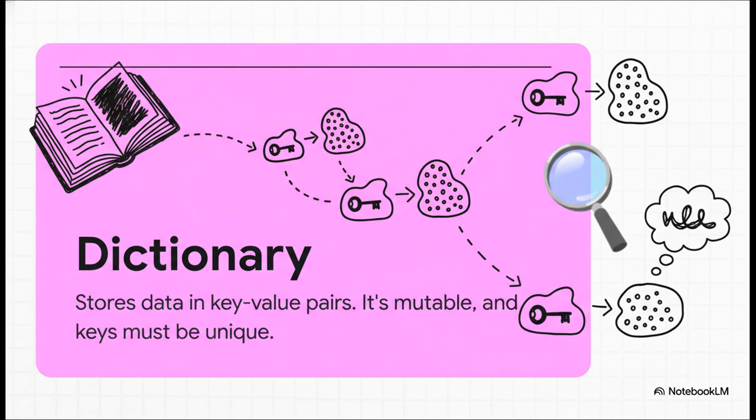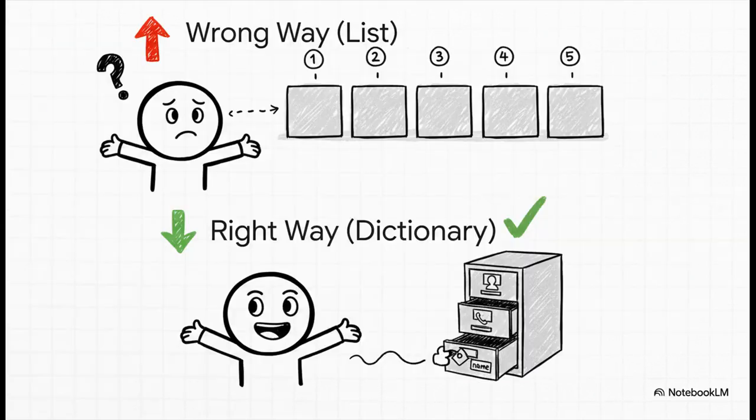It's just like a real dictionary. You look up a word, the key, to find its definition, the value. And this is what makes them so incredibly powerful. You don't have to remember that a person's name was the first item in the list, at position 0. No way. You just ask the dictionary, hey, what's the value for the key name? It's just so much more intuitive and readable, especially for complex data.